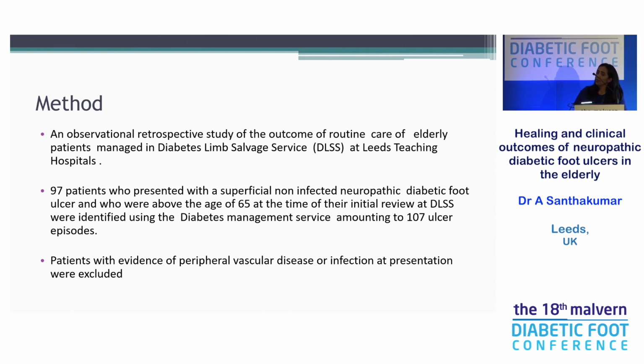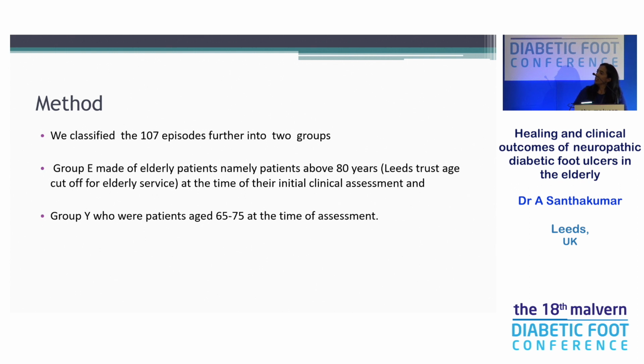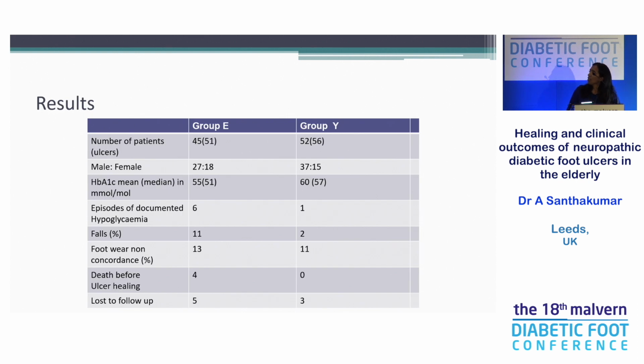A total of 97 patients who presented with a superficial neuropathic diabetic foot ulcer, and importantly, who were above the age of 65 at the time of their initial review with us, were identified using our electronic patient system, which amounted to a total of 107 ulcer episodes. Now, these ulcer episodes, we classified into two groups. Group E, or the elderly, which consisted of patients above 80 years, and Group Y, who were younger and aged 65 to 75 at the time of assessment. You can see we had a total of 45 in Group E and 52 in Group Y.